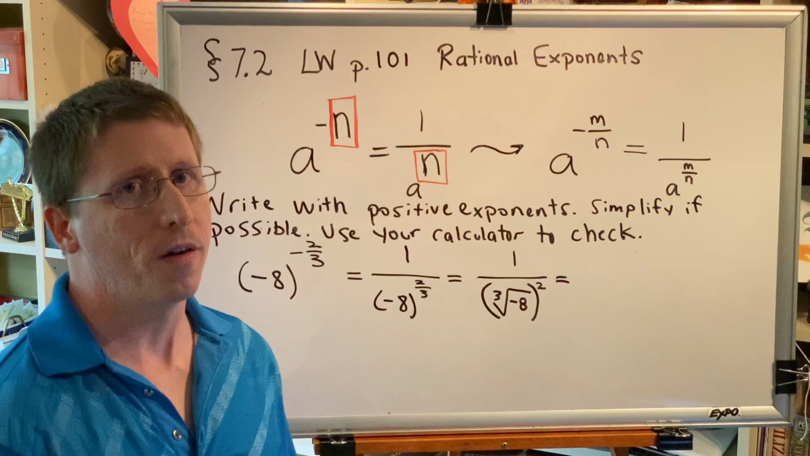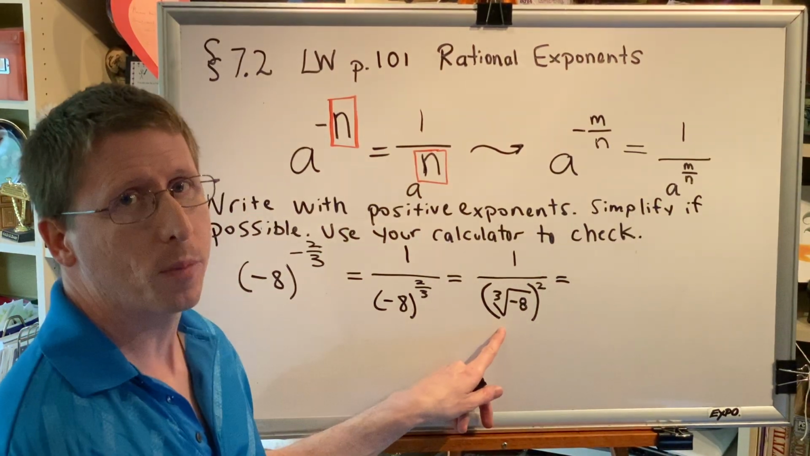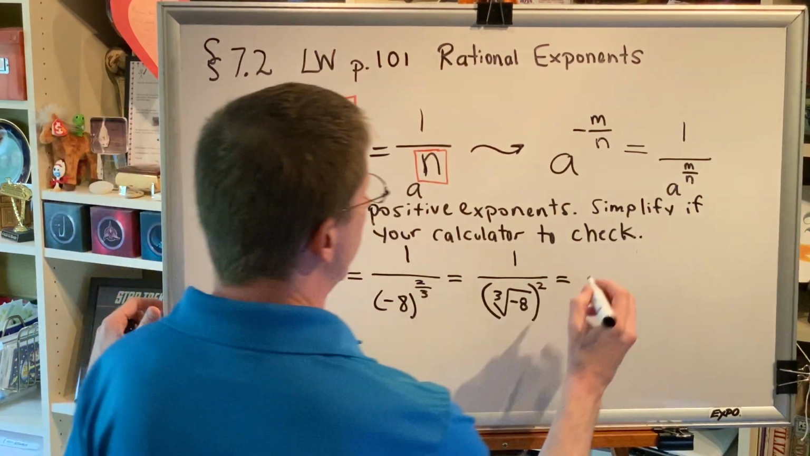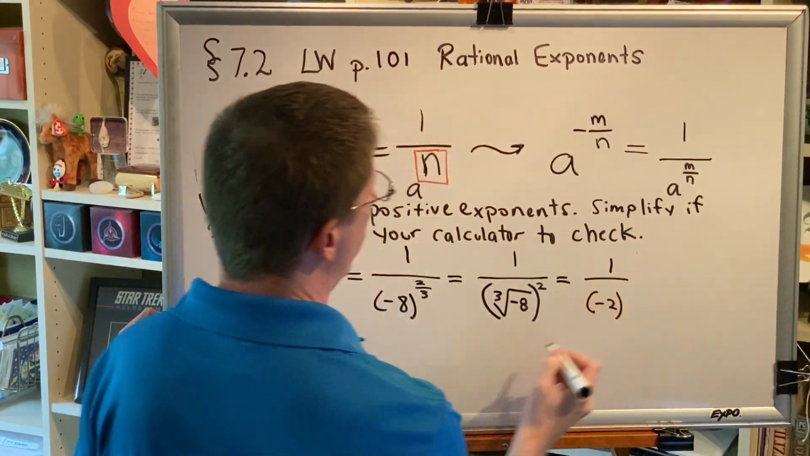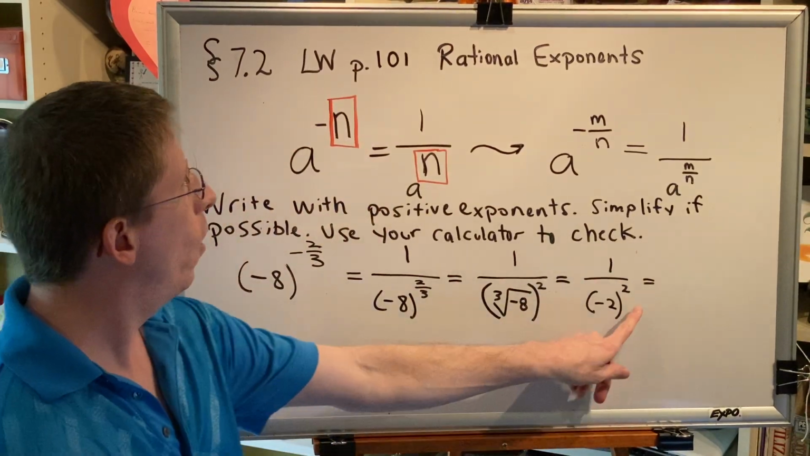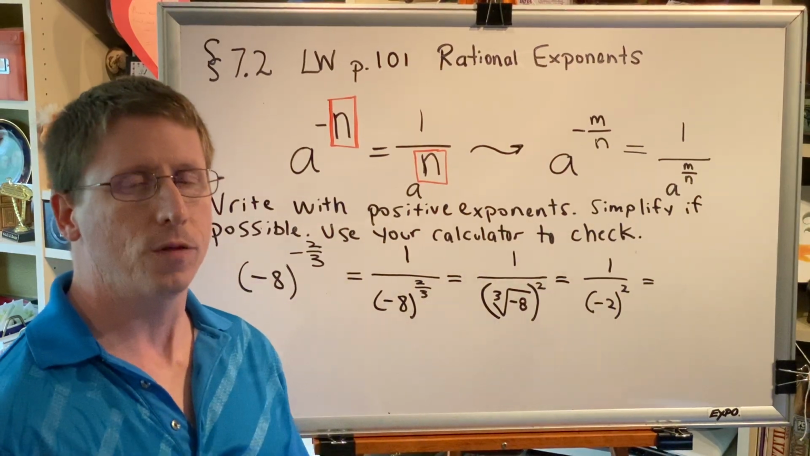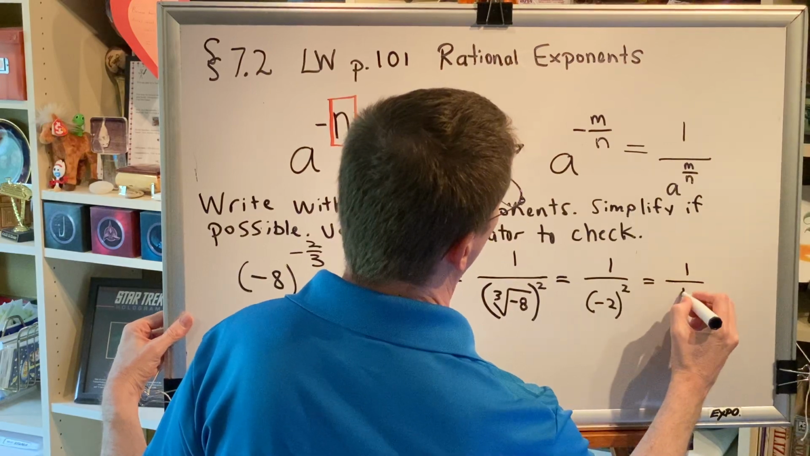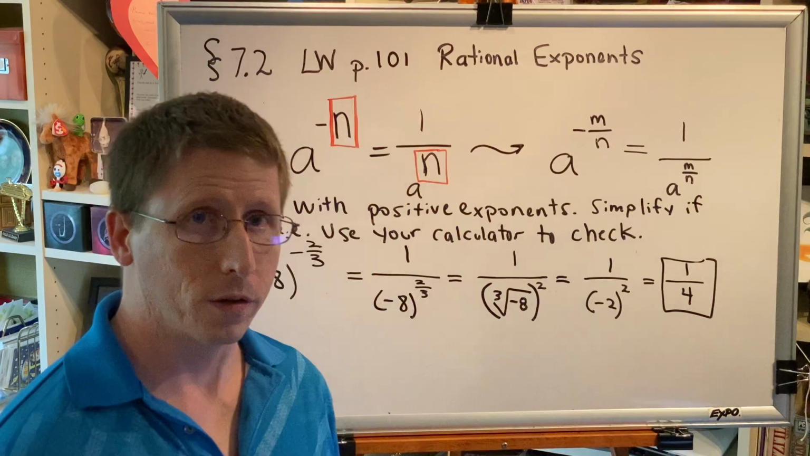Now we will simplify by following order of operations. We will begin by figuring out what's inside the parentheses, the cube root of negative 8. Well, the cube root of negative 8 is negative 2. So this becomes 1 over negative 2 in parentheses squared. Now we'll apply this exponent of 2. Negative 2 squared is the same thing as negative 2 times negative 2, which is 4. So we get 1 over 4. The answer to this problem is 1/4.